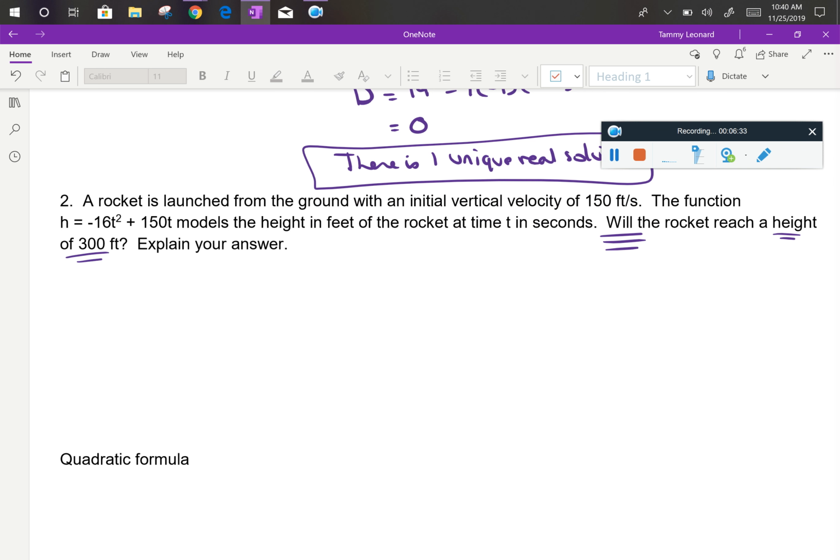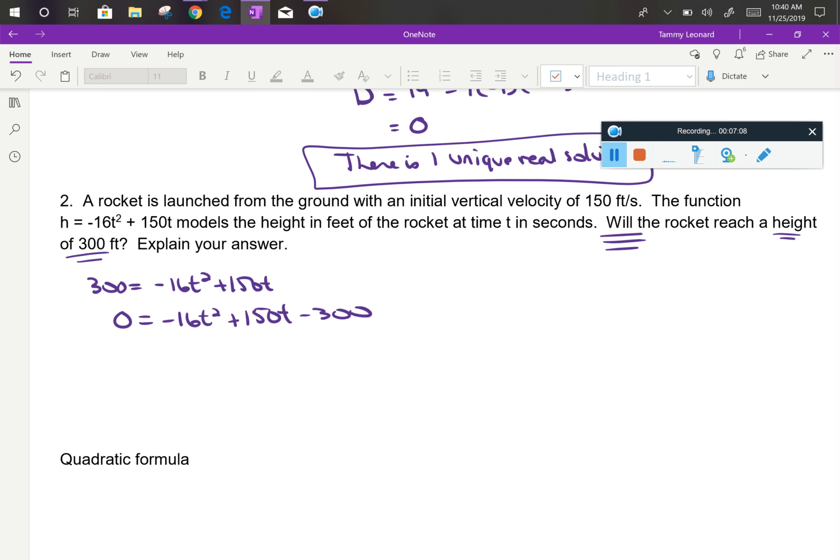We're reaching a height of 300 feet. Where does that 300 go? In for the height, right? We're saying, does this ever happen? 300 equal to negative 16t squared plus 150t. And we know from the last problem that we can't apply the discriminant until zero's on one side. So we're going to subtract that 300. So we're going to have 0 equals negative 16t squared plus 150t minus 300.